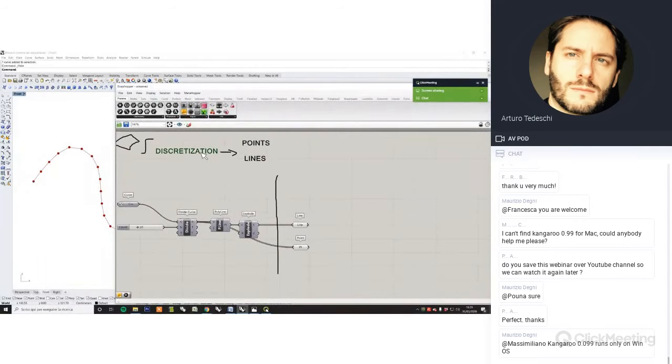The second step is defining the particle spring system. Let me write it like this. Okay, step number two. It means that we have to convert lines into springs and points into particles. A particle basically is an object, a point with a load.